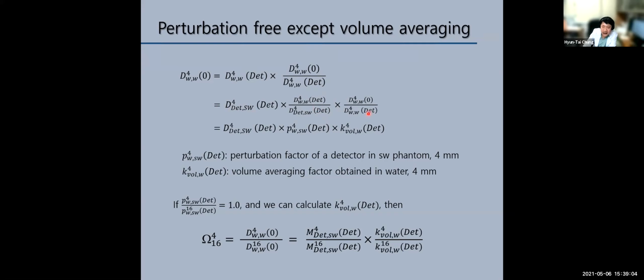And the last part is the volume averaging factor. The numerator is the dose to water at the center point, and the denominator is the dose to water of the detector volume. So this is the volume averaging factor. If this perturbation factor is 1, and if we can calculate those averaging factors, we can have this output factor exactly. Let's see.